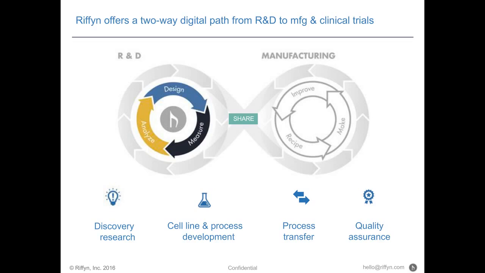And for that, you need a two-way sharing of manufacturing data and R&D data between the two sides of the product lifecycle. Riffyn is there to support all of these, for example, in biologics development, from discovery research to cell line and process development, process transfer and quality assurance. All, or nearly all, of the needs of those different aspects of the product lifecycle are accessible through Riffyn.